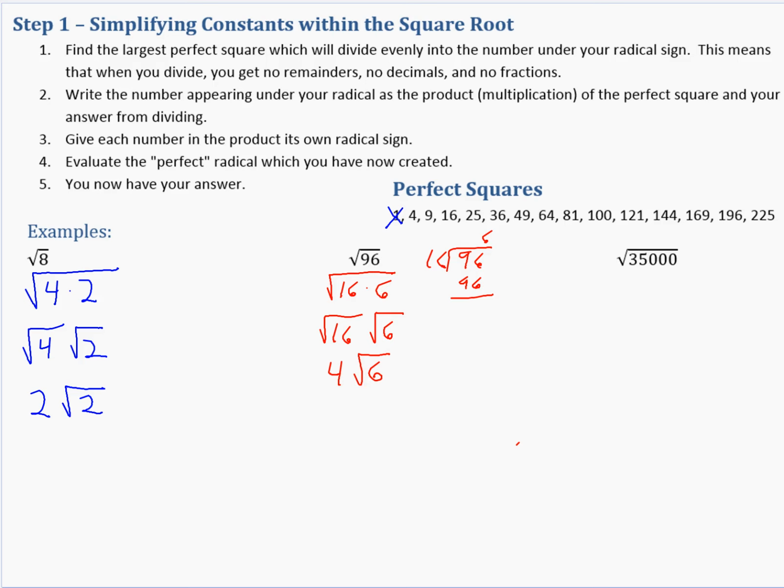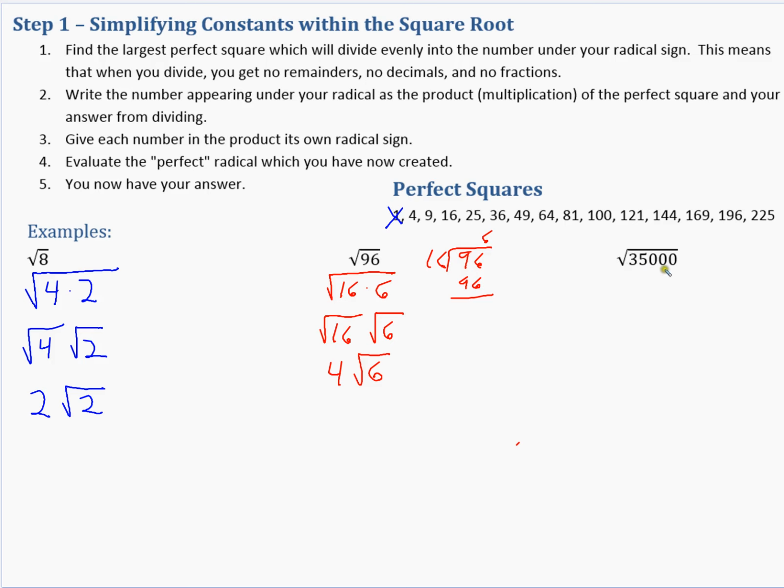And then our last example here, I want to show you something that might help. Instead of finding the largest perfect square, what we can do is try to simplify this some, and once we simplify it some, maybe we can simplify it some more. This is an option if you have a very large number.